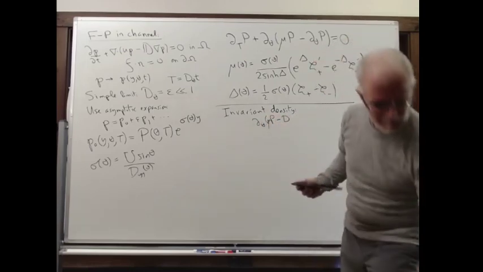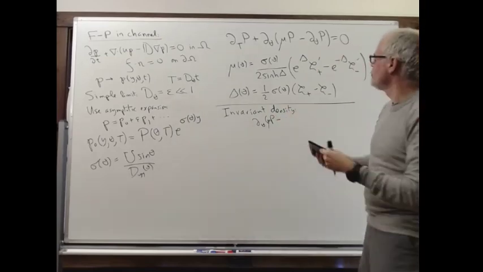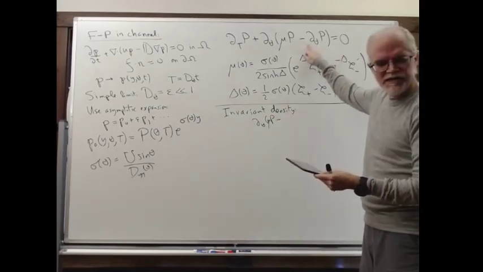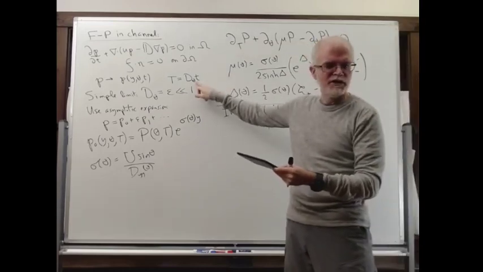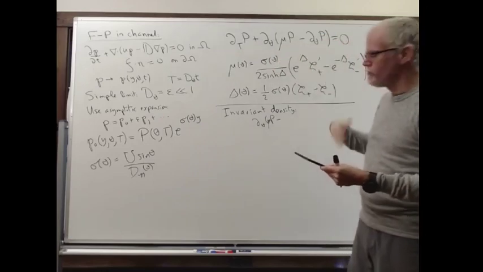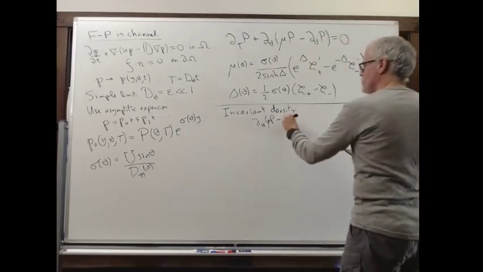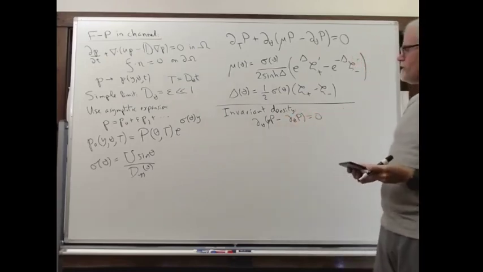Minus d theta p. By the way, in case you're wondering, the reason why there's not a capital D theta here is because I redefined time. So I've got a dimensionless time going, and that's why I've got no constant in front of here. So I've just normalized the time. So the invariant density satisfies this.